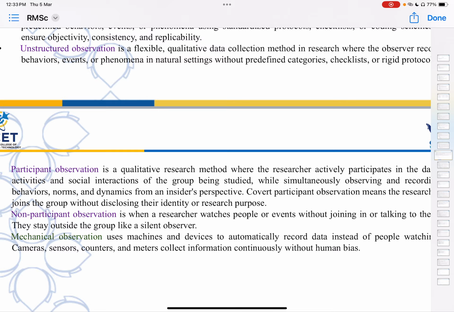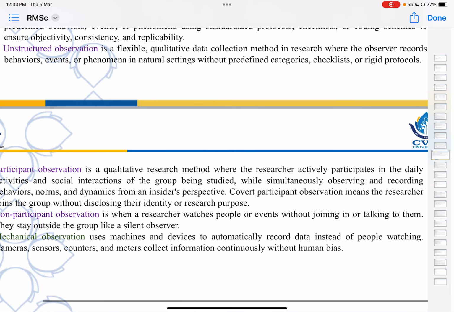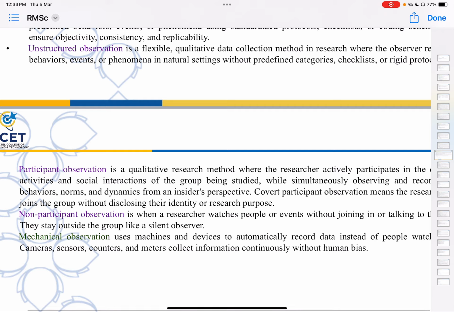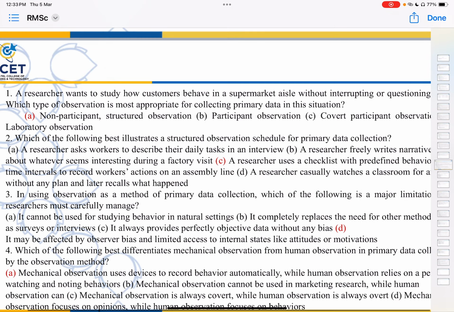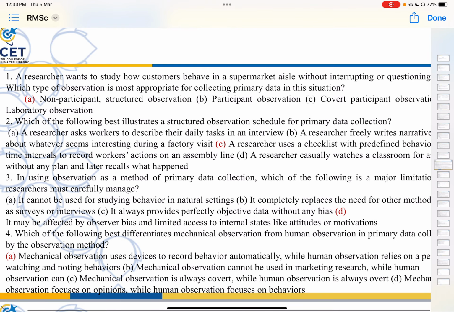Then mechanical observation means using machines and devices to automatically record data instead of people watching, like cameras and sensors. These are all mechanical observation. So here also we have some questions. Please read them, and it is easy for you to answer.